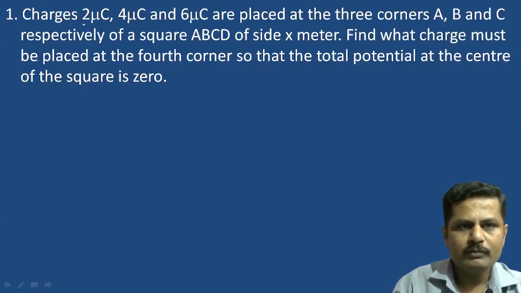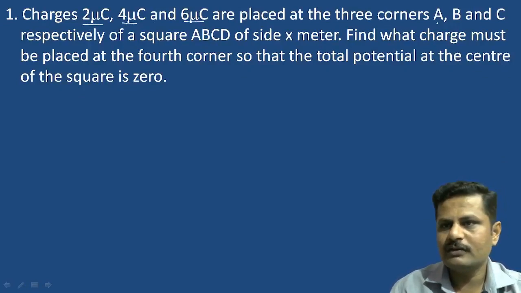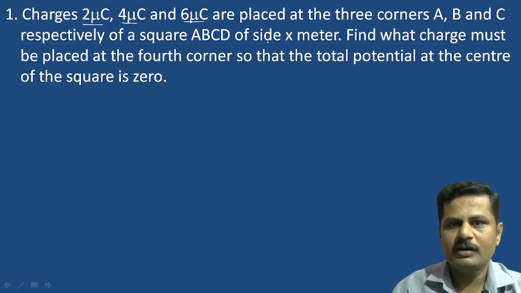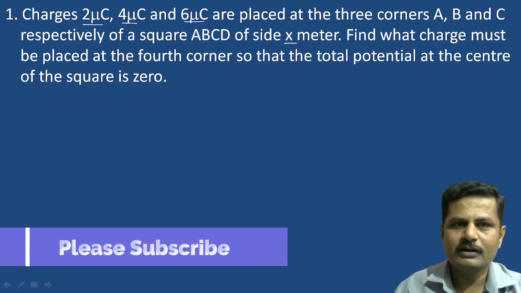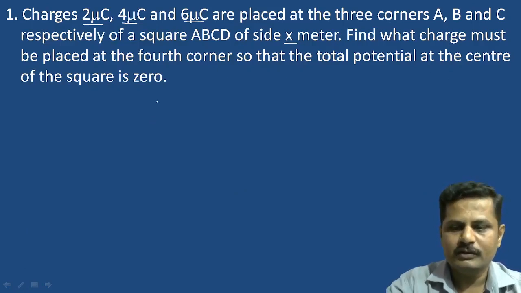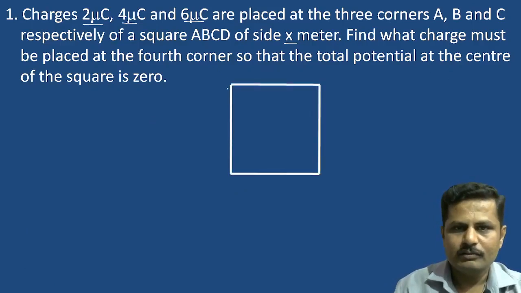Charges 2 microcoulomb, 4 microcoulomb and 6 microcoulomb are placed at the three corners A, B and C respectively of a square ABCD of side x meter. Find what charge must be placed at the fourth corner so that the total potential at the center of the square is 0. Here we have a square ABCD.